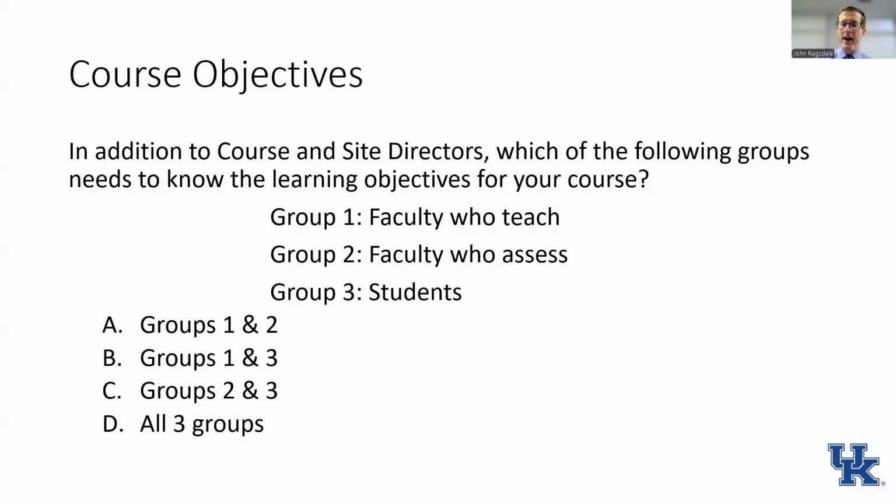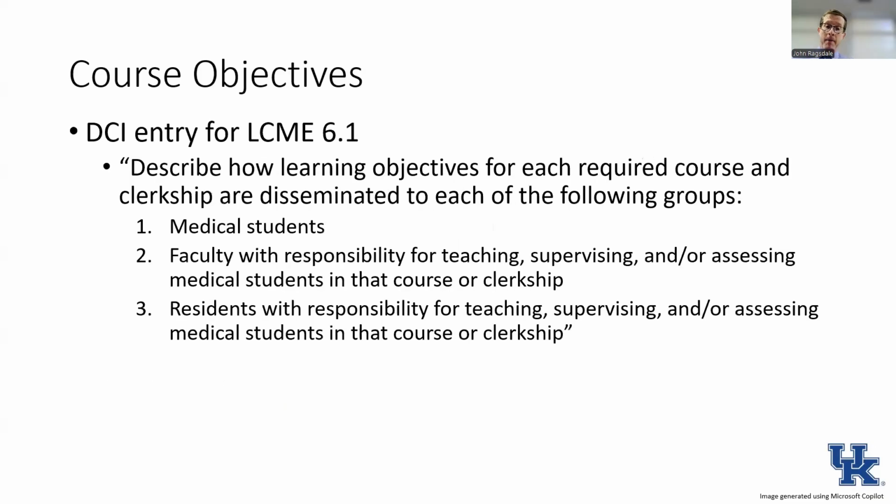So thinking about those options, do you think it's groups 1 and 2, groups 1 and 3, groups 2 and 3, or all 3 groups? I'll give you a second to see what you think the answer is. It's all 3 groups. So the faculty who teach, faculty who assess, and students.